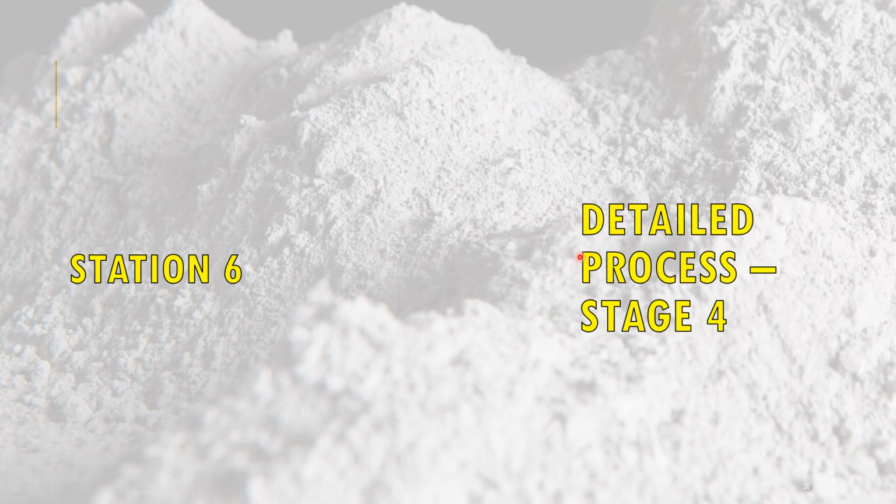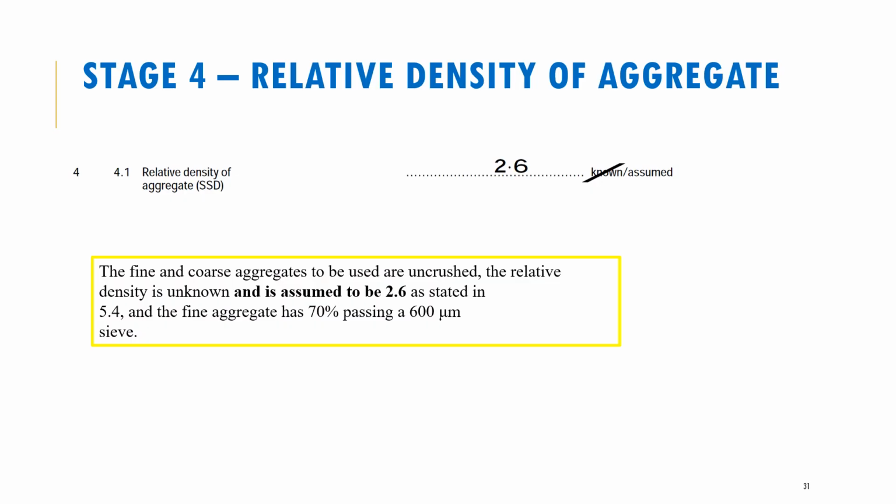Okay, so that was stage number 3. In stage 3, we obtained the cement content. We move on to stage 4. Stage 4 involves calculating the total aggregate that will be in the concrete mix. So how do we do that?